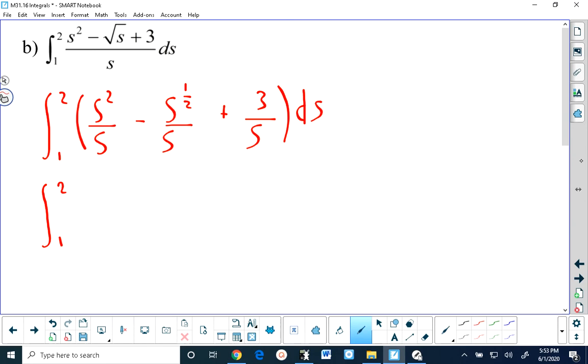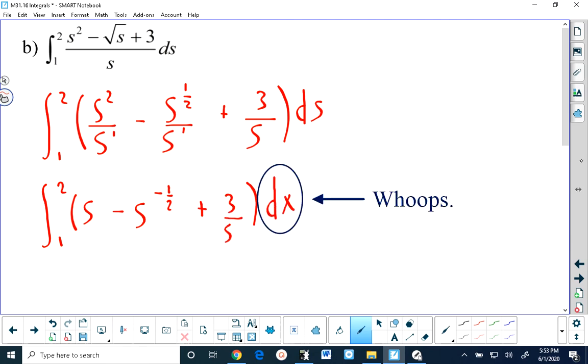You can only anti-differentiate, I shouldn't call them polynomial terms, but let me continue here and then I'll explain what I mean. S squared over s to the 1 is s. S to the half over s to the 1 is s to the negative half. And then 3 over s we're just going to leave alone. You know how to anti-differentiate each of these three terms. For the first two terms, they're not really polynomial terms. Well, the first one is, but the second one isn't because it has a negative and a fractional exponent. But you know how to anti-differentiate these.